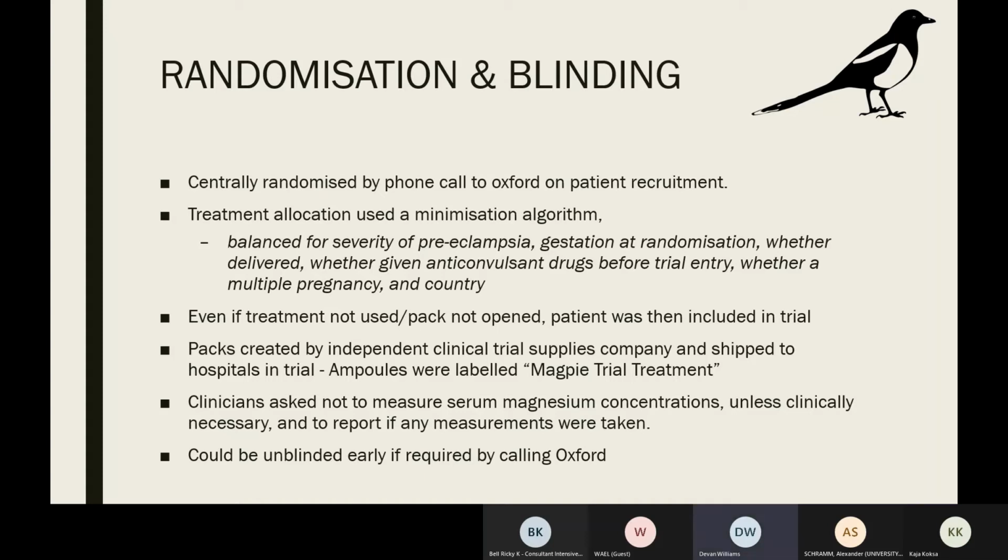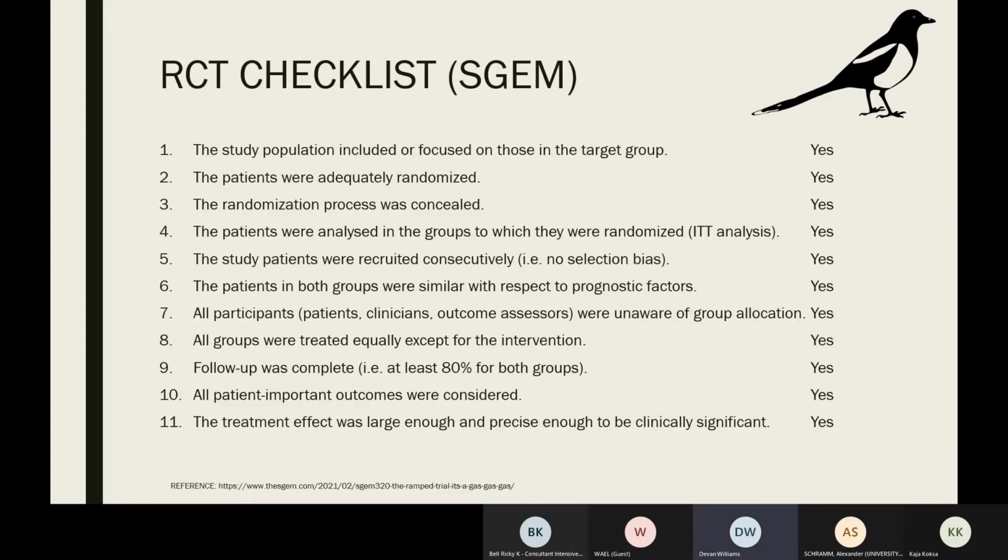So yeah, I've stolen a little checklist, as it were, from the SGEM, if anyone's heard of them. So it's Skeptic's Guide to Emergency Medicine, and I've put the reference at the bottom here. But I found it quite useful whenever looking at RCTs to see, is this actually a good RCT?